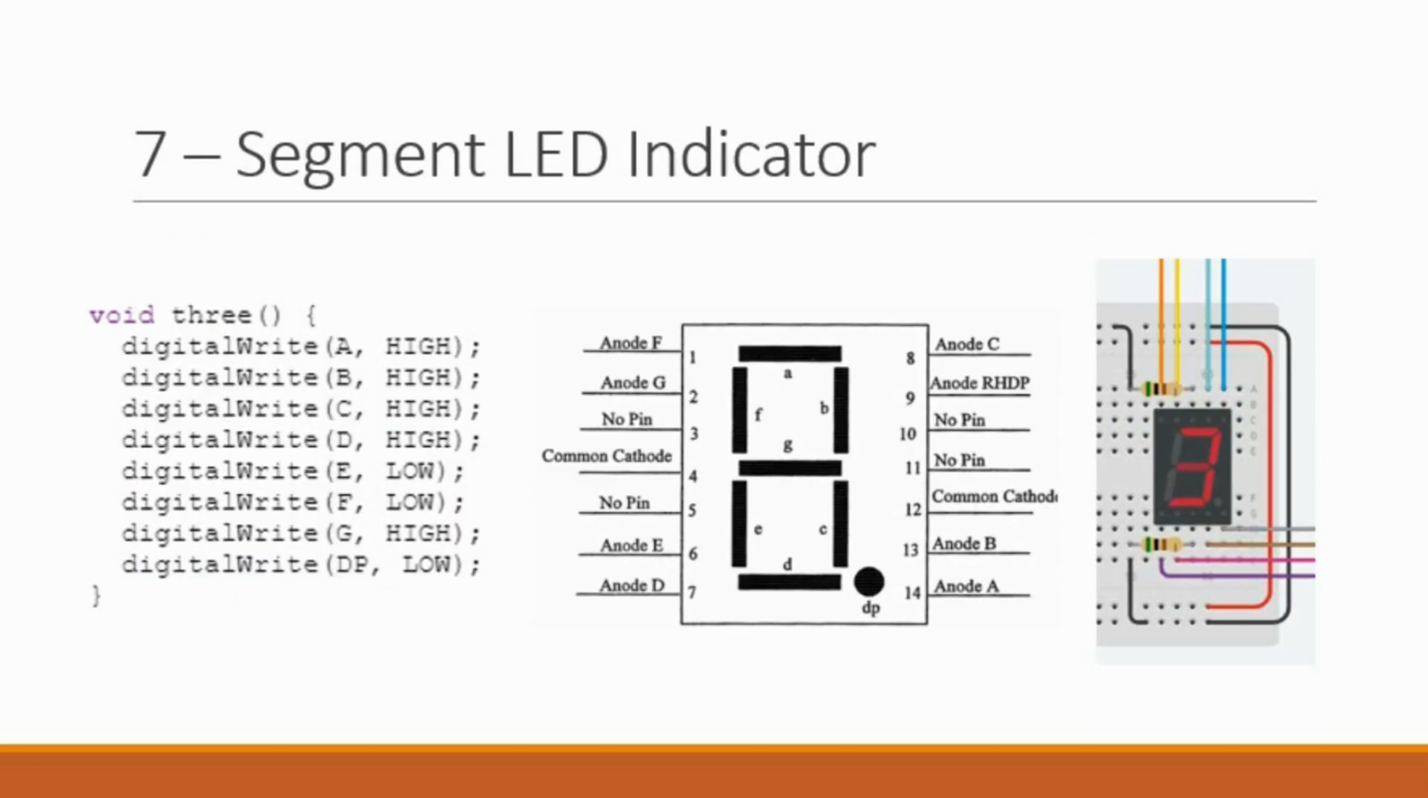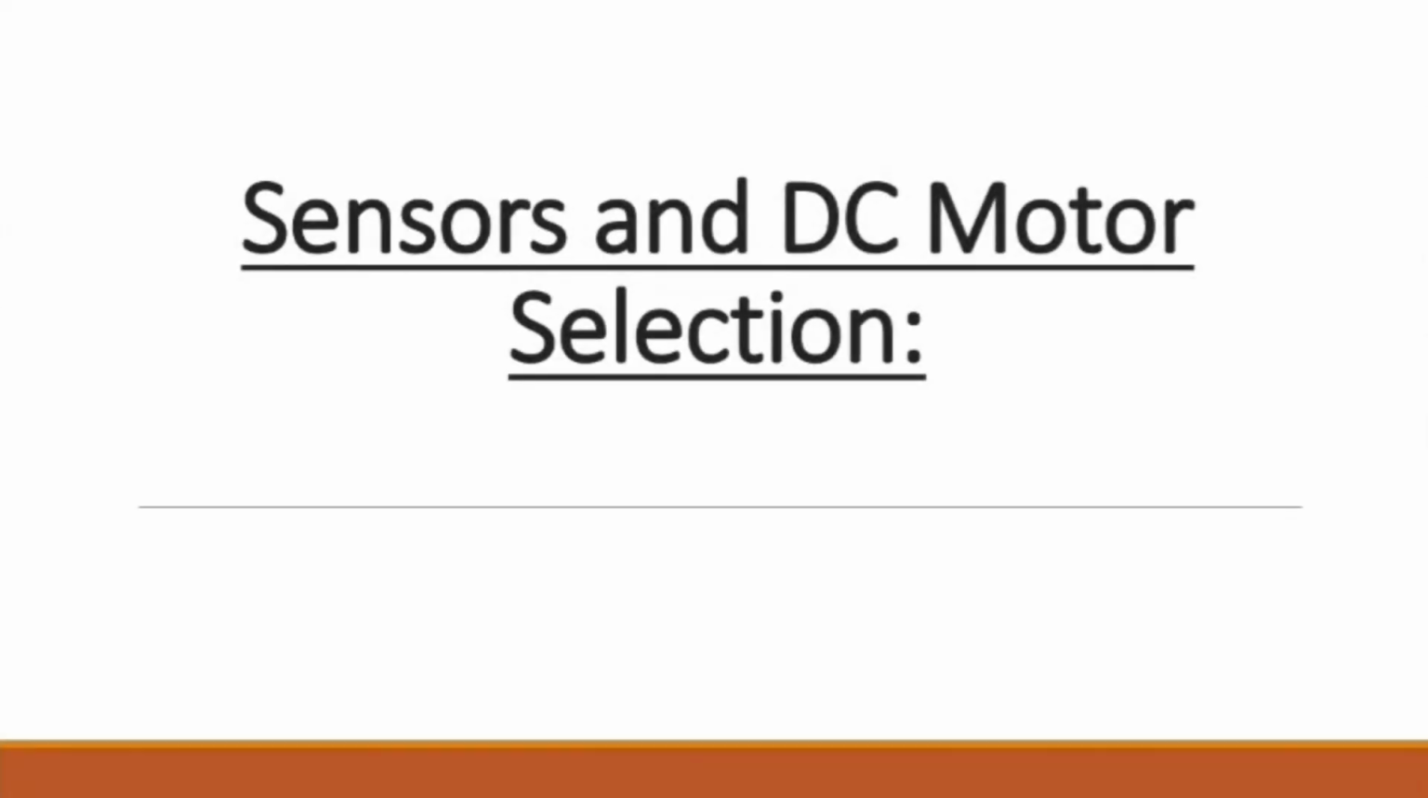A small observation of how the 7-segment LED indicator works. For example, if we want to display the number 3, we set the pins on the LED indicator A, B, C, D, and G as high, and the rest we set as low. Next, the selection of the sensor and the DC motor.